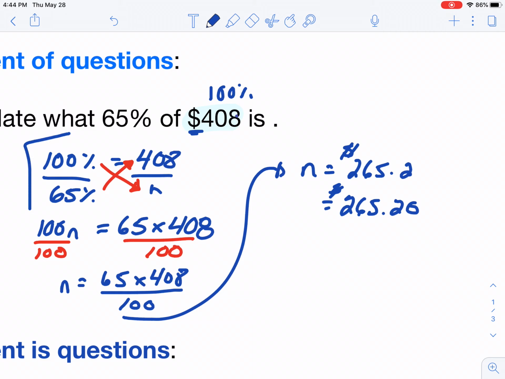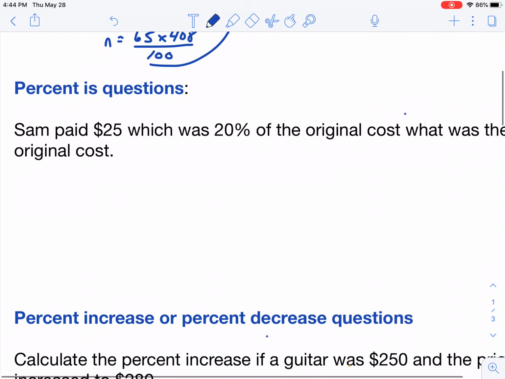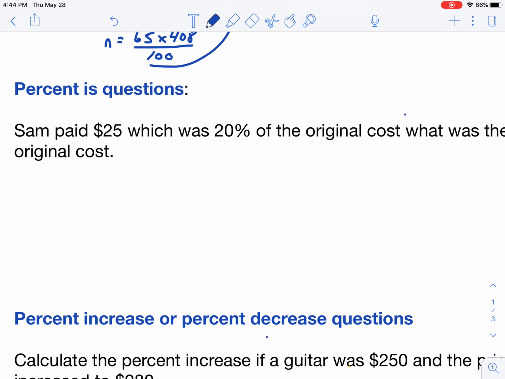So that's how we do percent of questions. Biggest thing, making sure that we're setting up that ratio. I know that 408 was my 100%. This next question is a percent is question. It's set up that way, and the reason I know that it's a percent is question is I'm looking at this and it says the value which was or which is 20%. It's telling me that $25 is connected to that 20%.